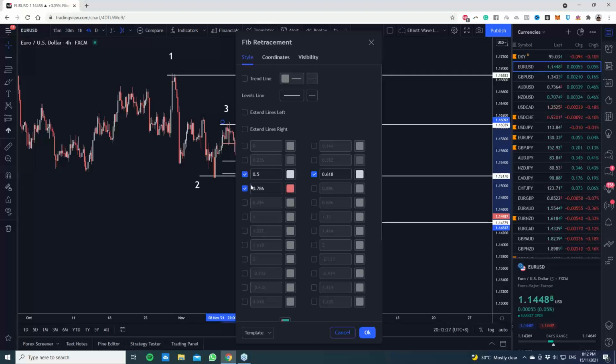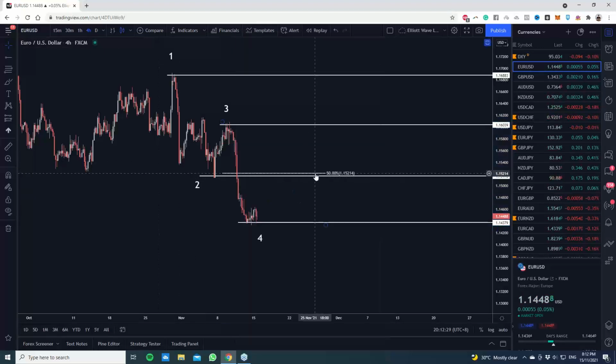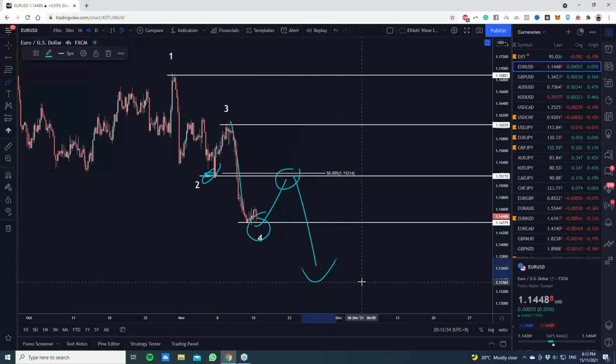If I clean this up a little bit and just leave the 50%, you'll be able to see that the 50% came very, very close to our 0.2, which is where the previous structure level is. That was previously a support. It has broken to form our fourth point here, and therefore this will now turn into a resistance. In other words, we are in a downtrend and looking to sell, and if price were to retrace back towards this area, we'd expect a higher chance that the market will continue to move lower. So that's the principle of this.